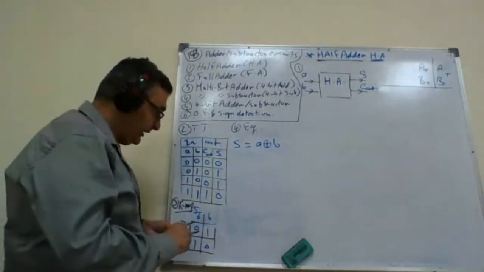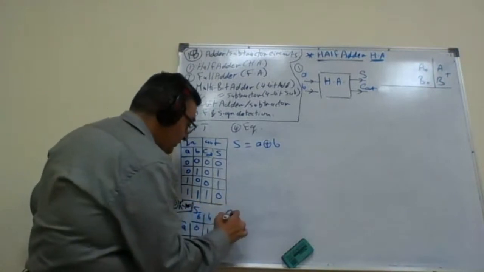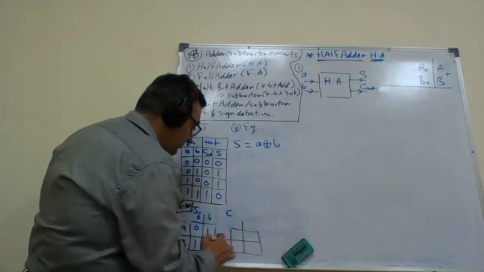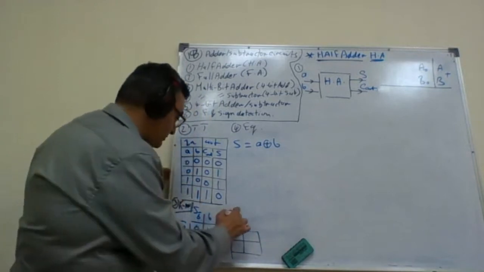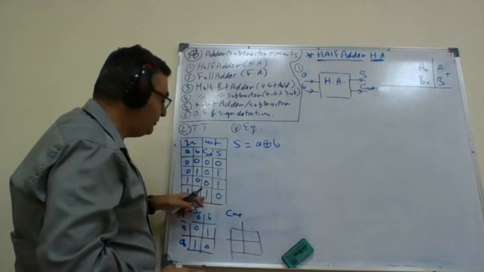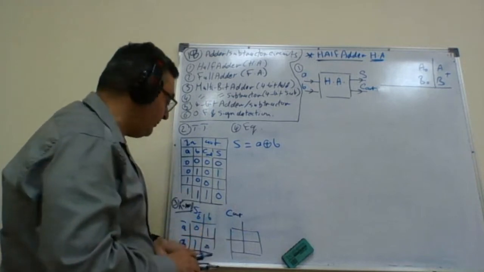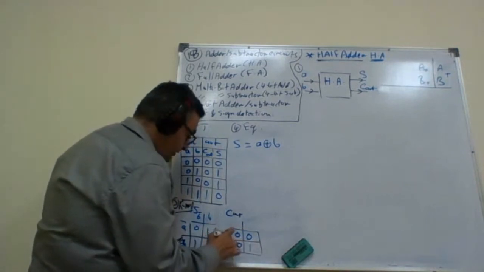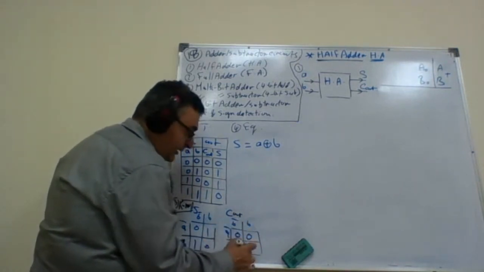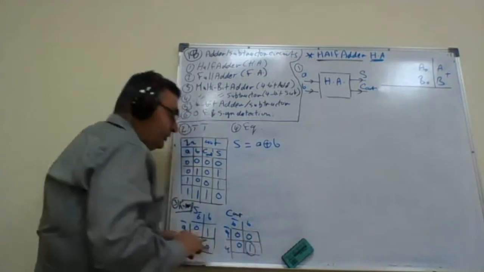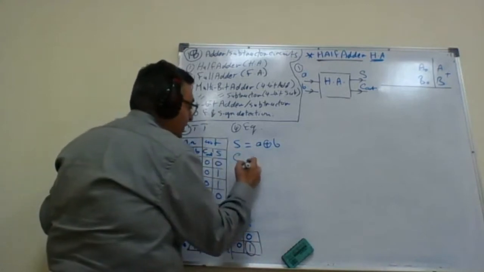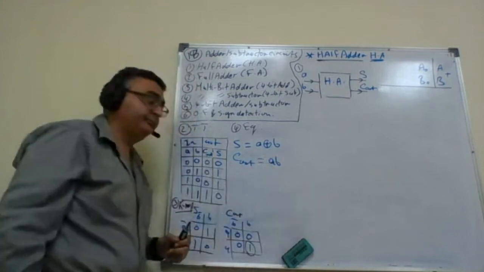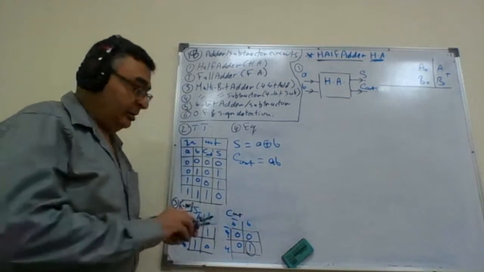Now, next, what about C? Do we really need a K-map for C? I don't think so. You know why? Because C out has only one minterm. Okay, so there is no need for K-map. Even if I draw a K-map, I will find 0, 0, 0, 1. Here is A bar, A, B bar, B. I have only one minterm here. So actually, C out is simply AB.